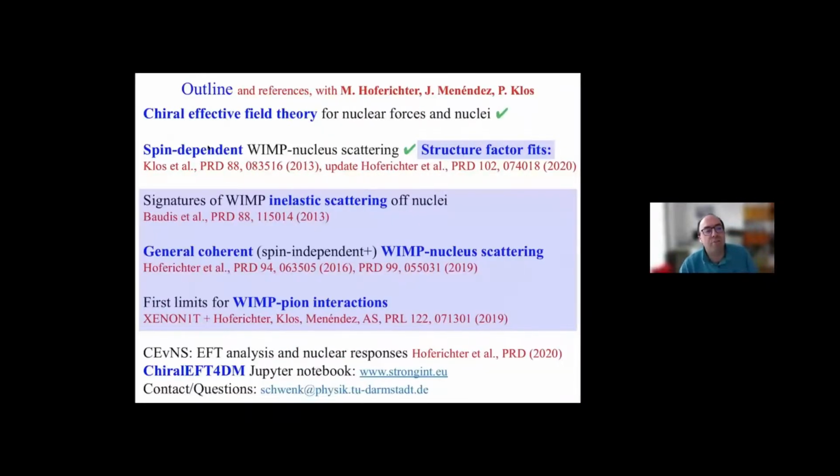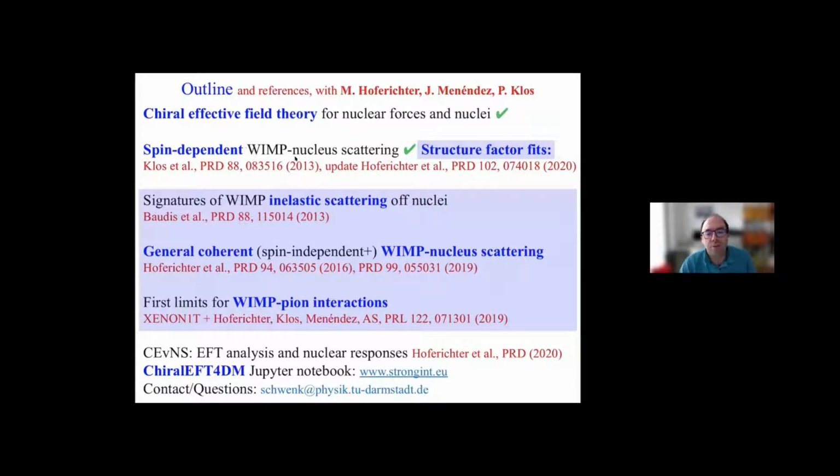Then we discussed spin-dependent WIMP nucleus interactions, and in particular focused on the important role of two-body currents, where the mediator that is responsible for spin-dependent interactions couples not just to a single nucleon, but to two nucleons, and that can either be two nucleons that interact at short distances or two nucleons that exchange a pion.